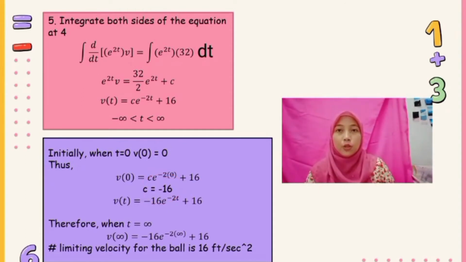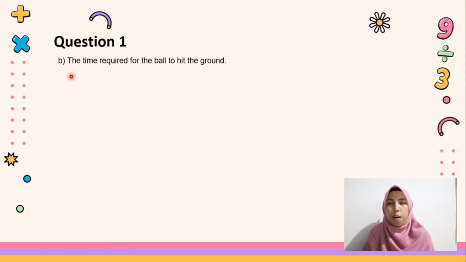When t is equal to infinity, we will get the limiting velocity for the steel ball, which is 16 feet per second. That's the final answer for question 1A. Let's go through question 1B. Okay, next is B, the time required for the ball to hit the ground.